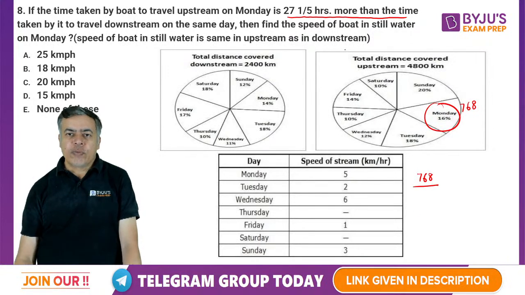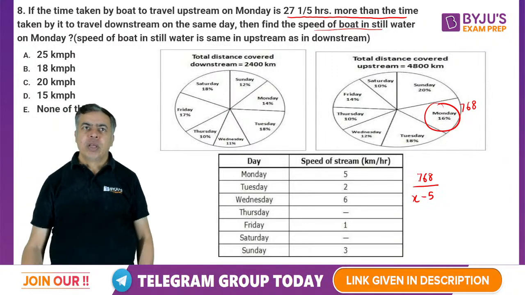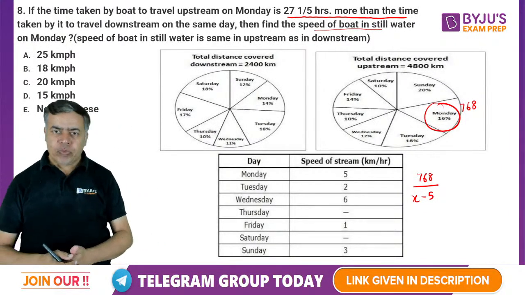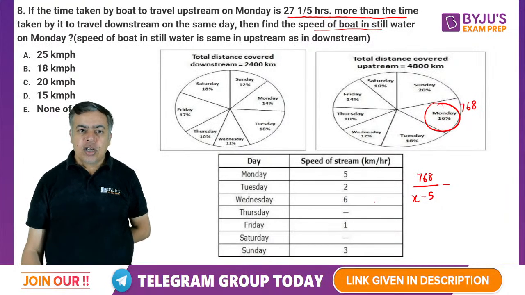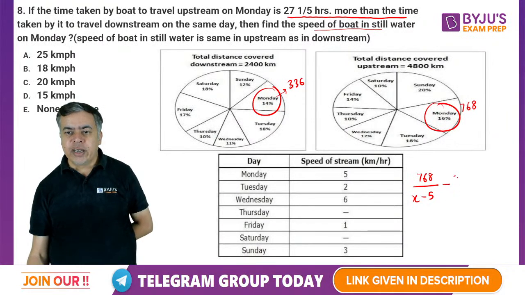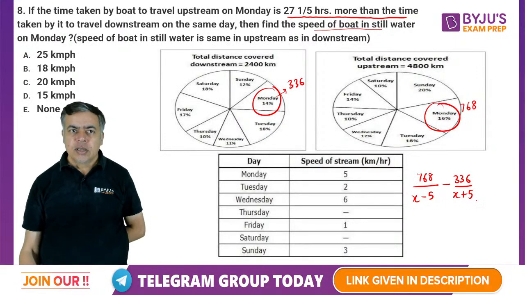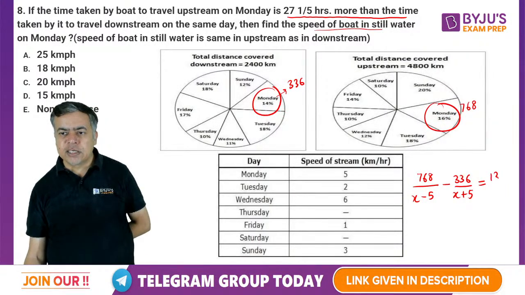Let's say, because I want to find the speed of the boat in still water on Monday, let's take this x, and because we are talking about upstream, x minus 5. This is the time taken to travel upstream on Monday, right? And he's saying this is more than, how much more than? 27 1 by 5 more than the time to travel downstream on the same day. This Monday we already calculated in the last question, 336 kilometers. So 336 over x plus 5, right? And this should be equal to 27 1 by 5. So 27 into 5, 135, 136 by 5.